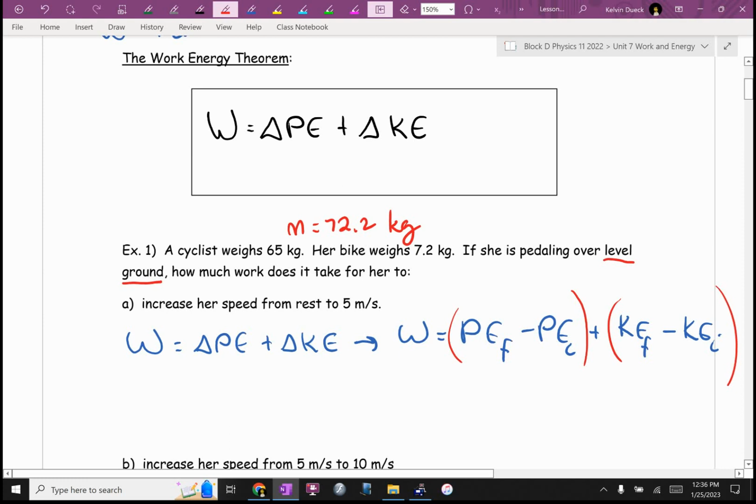How do I calculate gravitational potential energy? Three letters: mgh. What's going to change if there's a change in potential energy? Well, I guess m could change, but I don't think that's happening here. g could change if you're going to a different planet. We do that next year.